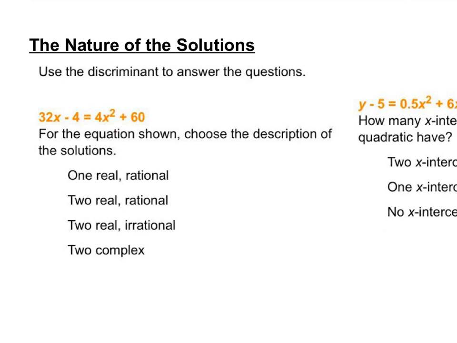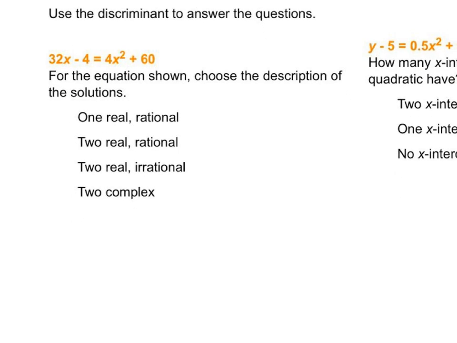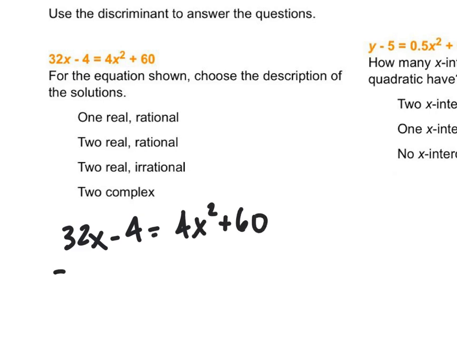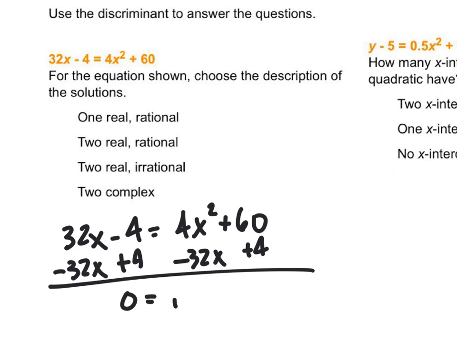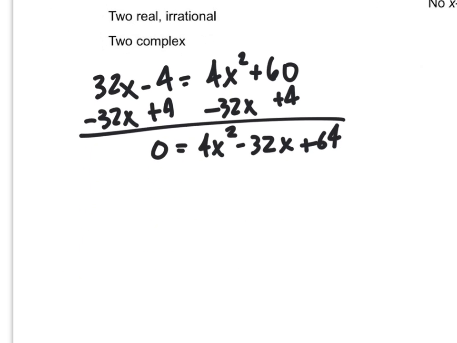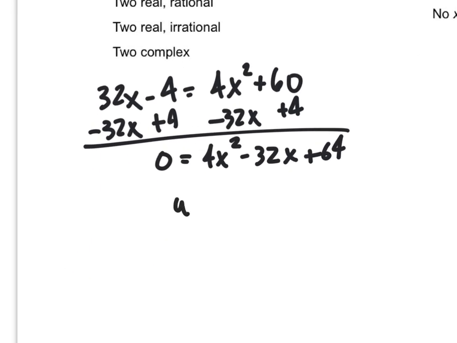So let's take this equation here, 32x minus 4 is equal to 4x squared plus 60. Let's subtract 32x from both sides, and then let's add 4. So we get 0 is equal to 4x squared minus 32x, and then plus 64. First of all, a is equal to 4, b is equal to negative 32, and c is equal to 64.